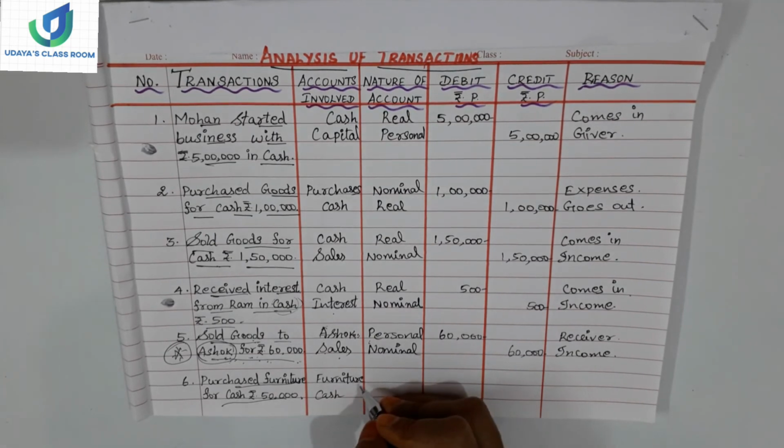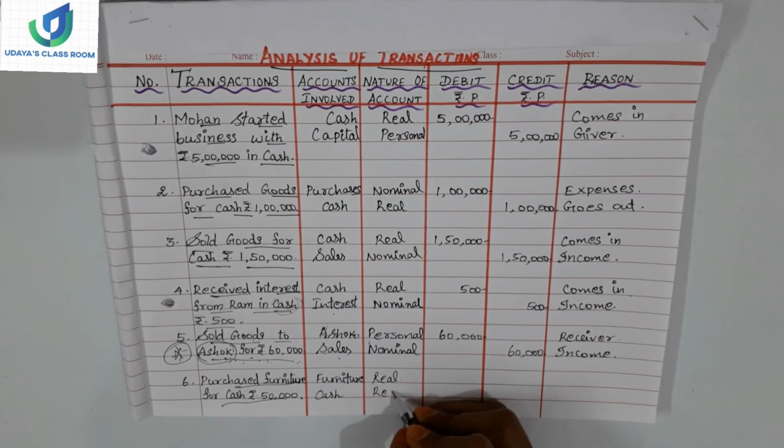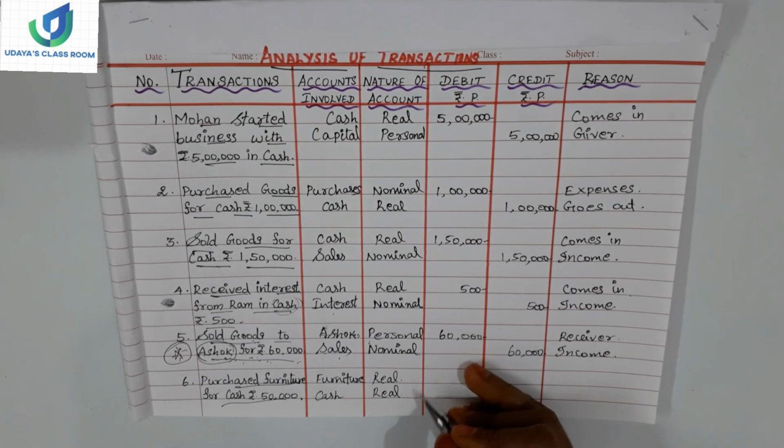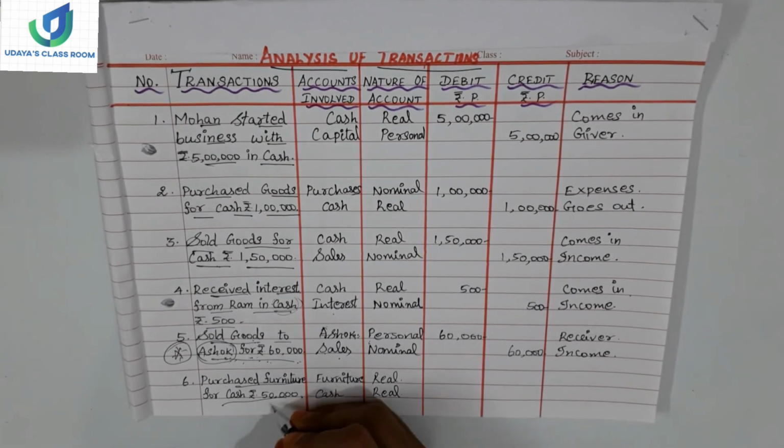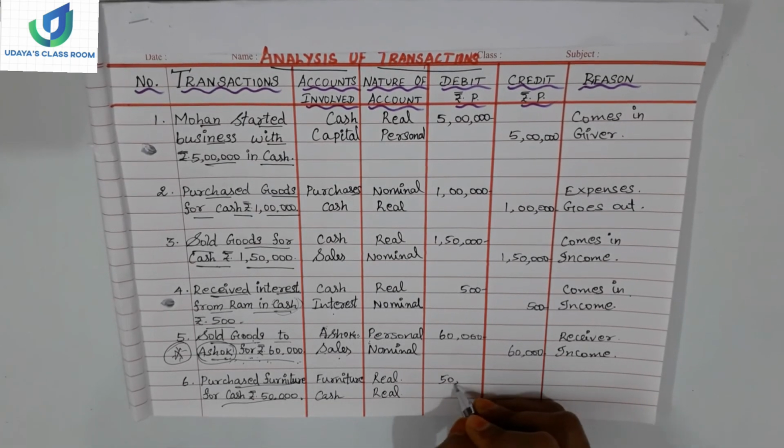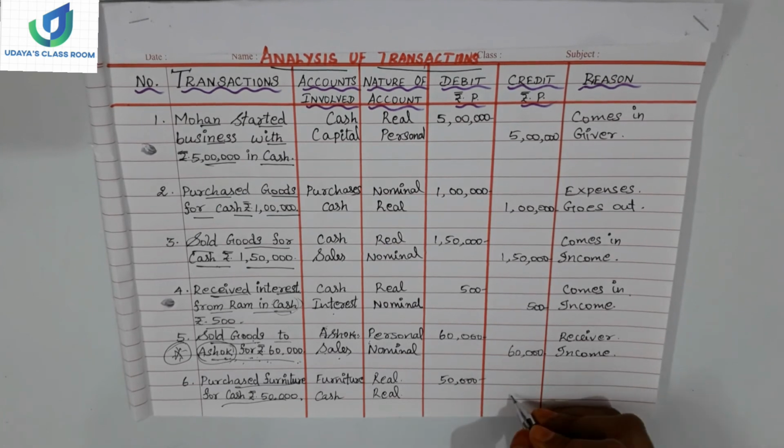Alright. So furniture belongs to real account. It is a real account because furniture is an asset, right? And cash is also a current asset, so it is also a real account only. So both the accounts are real accounts. How much is the amount? 50,000 debit and credit 50,000.